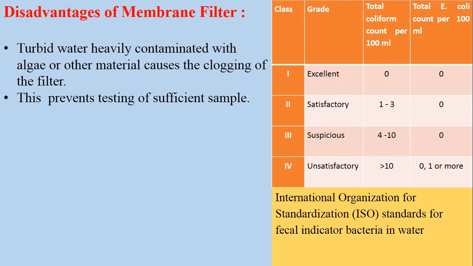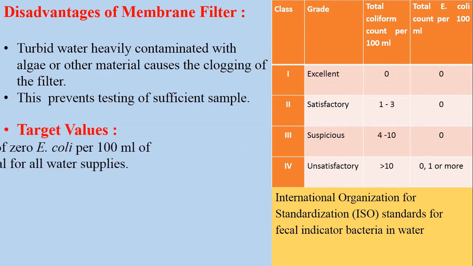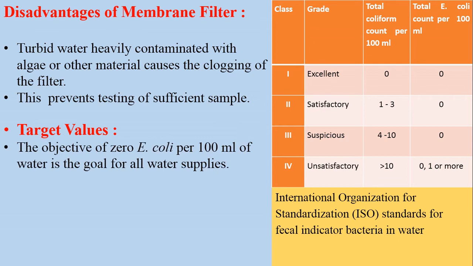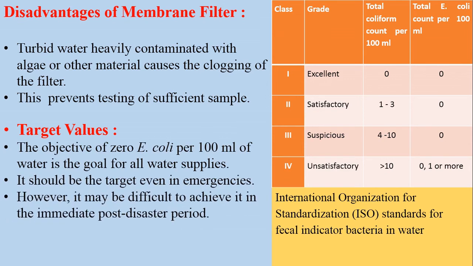So what are the target values for coliform organisms in the water? The objective of 0 E. coli per 100 ml of water is the goal for all water supplies, and it should be the target even in emergencies. However, it is difficult to achieve it in the immediate post-disaster period, and this highlights the need for appropriate disinfection.